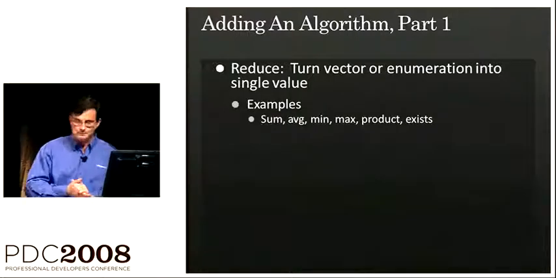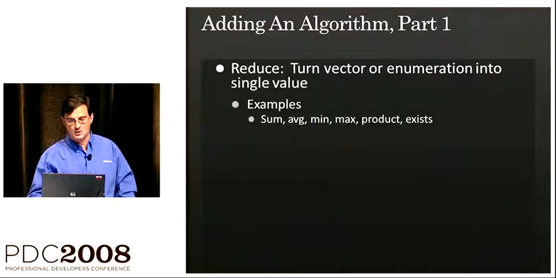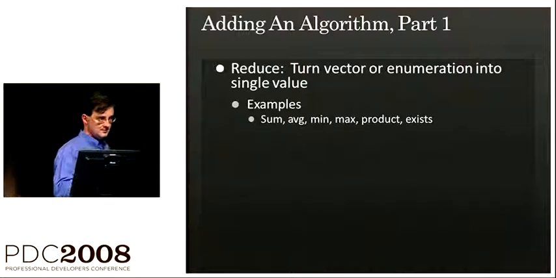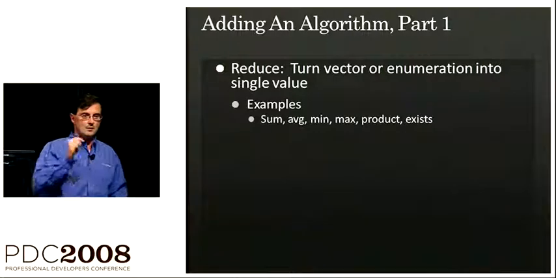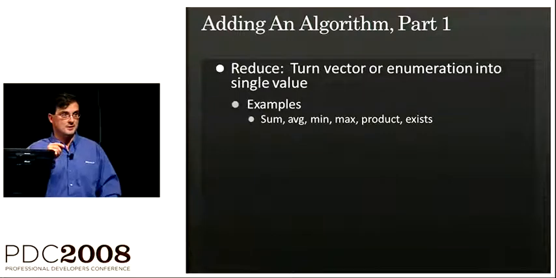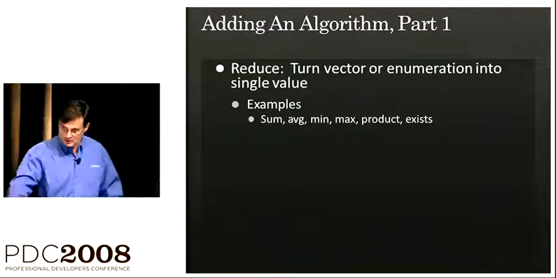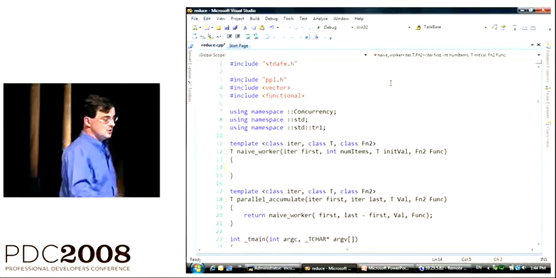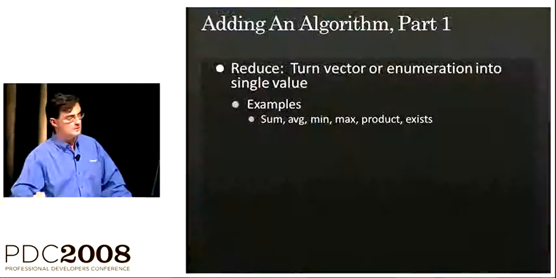All right, so the first thing I'm going to do is a very common algorithm, and this is actually something that's going to be shipping. I'm going to do a really naive version that hopefully demonstrates how to do it for real. We're going to be shipping a reduce in the PPL library when the product comes out, but there's not one in the CTP. So I thought I should build one.